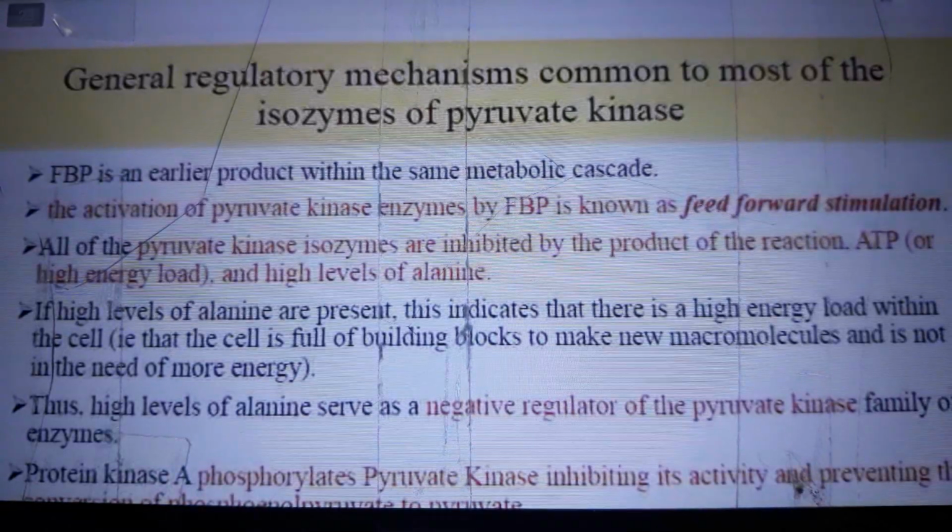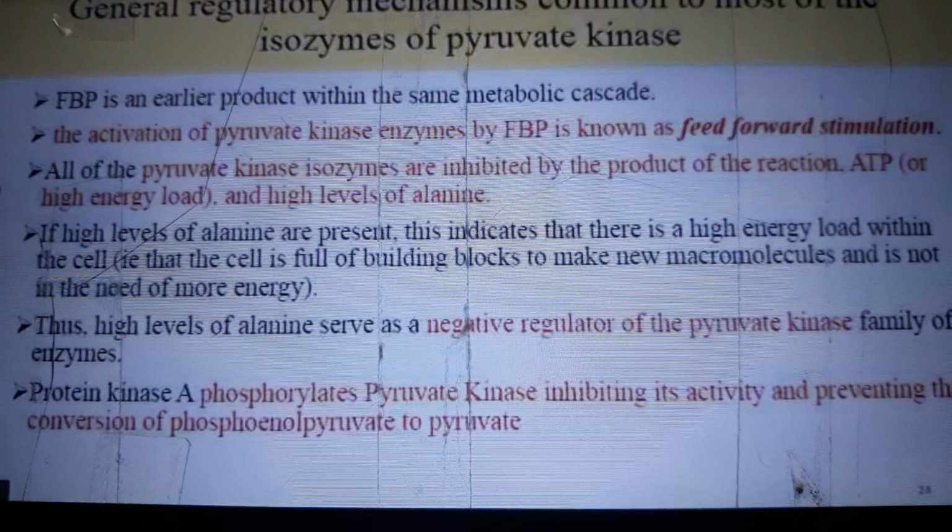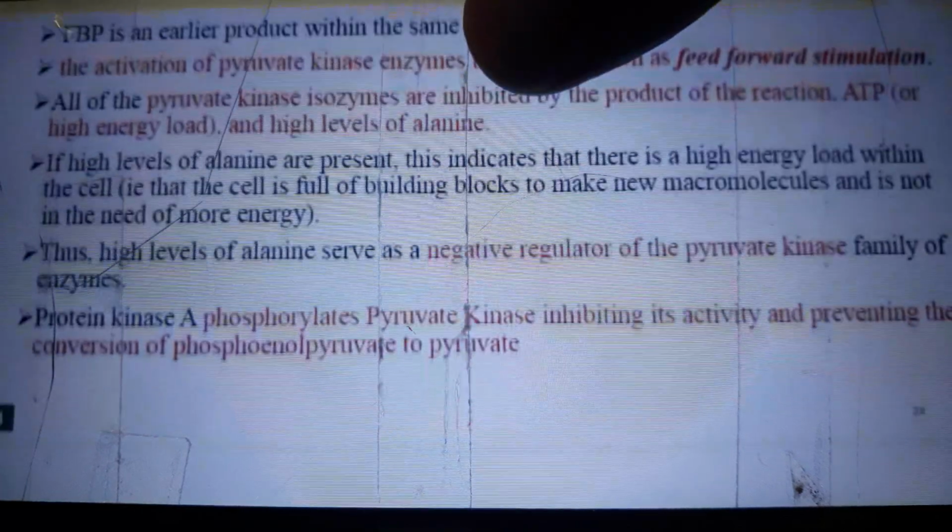You have general regulatory mechanisms common to most of the isozymes of pyruvate kinase. FBP is an early product within the same metabolic cascade. The activation of pyruvate kinase enzymes by FBP is known as feed-forward stimulation.